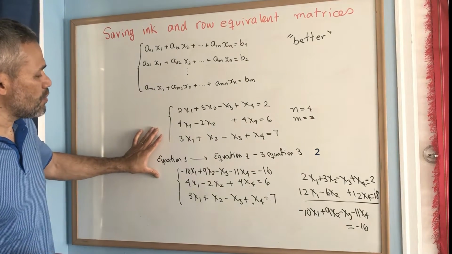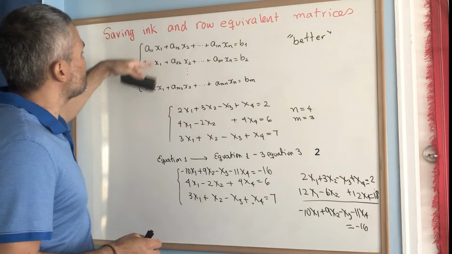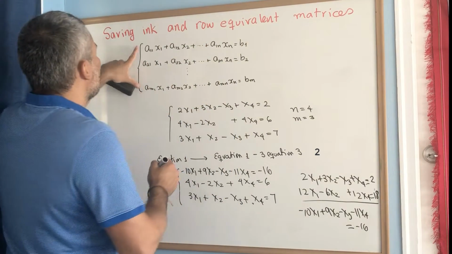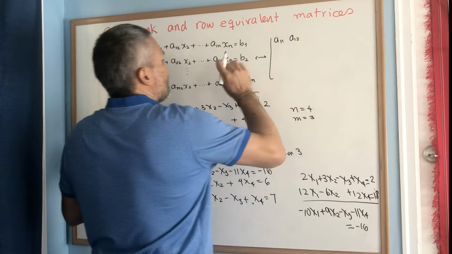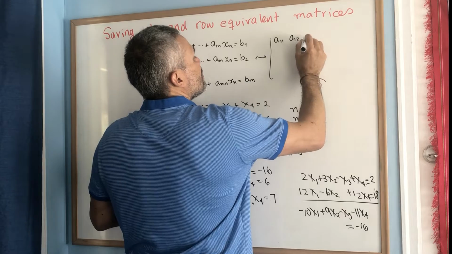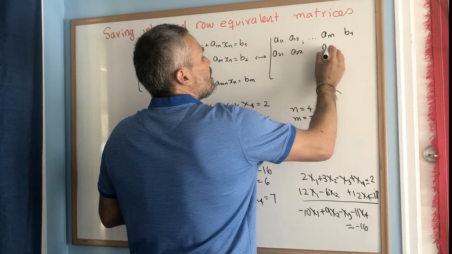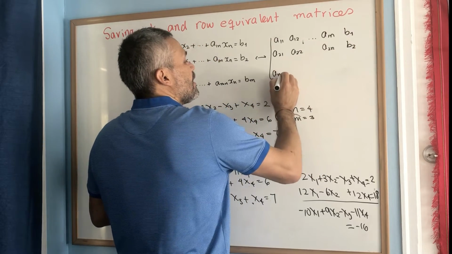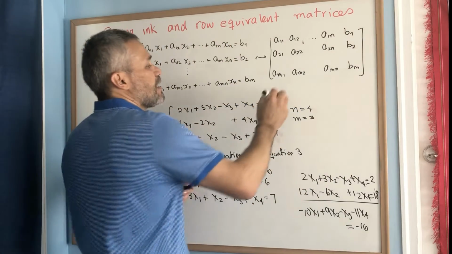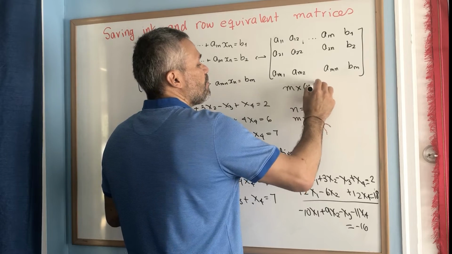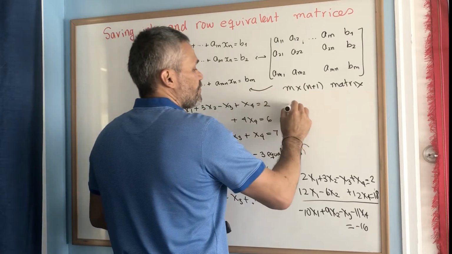But for now, I'm going to save some ink and keep the same information, in the sense that instead of writing the variables, we're going to write matrices. For example, the information that we have in this system is the same information that we have in this matrix: a11, a12, a1n, b1; a21, a22, a2n, b2; am1, am2, amn, bm. This is an m times (n plus 1) matrix, which is called the matrix of the system.